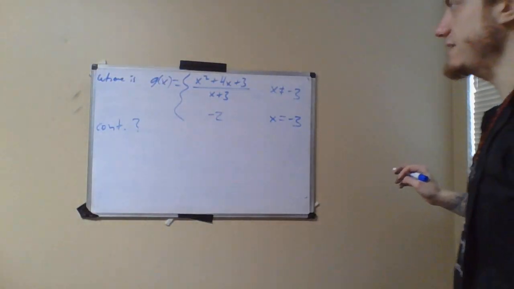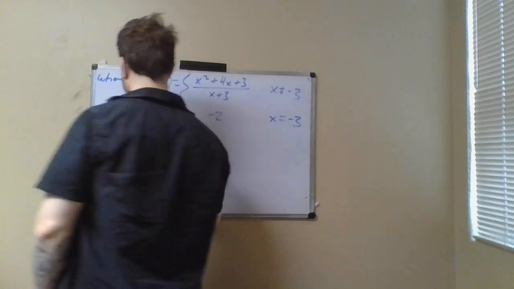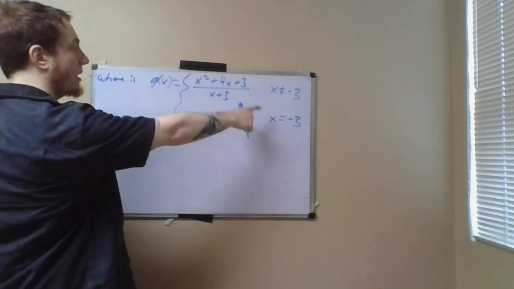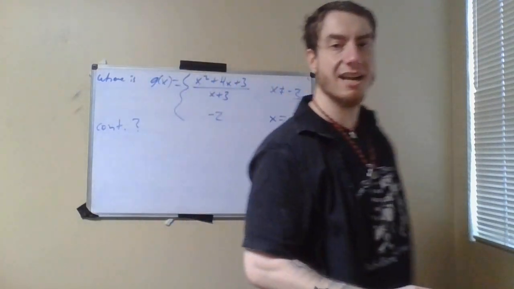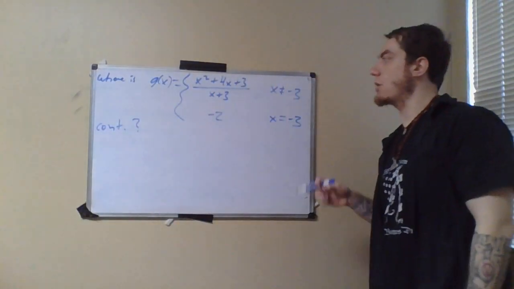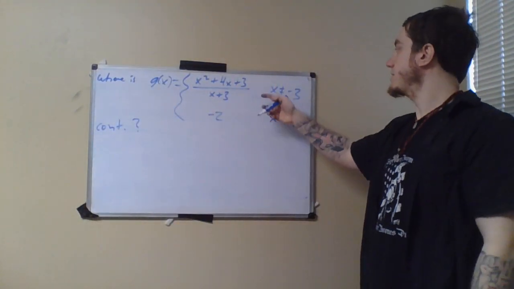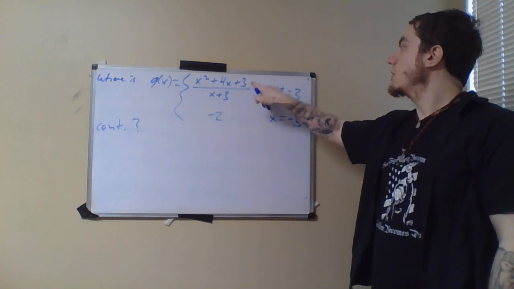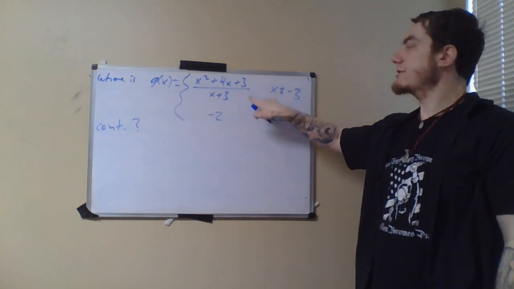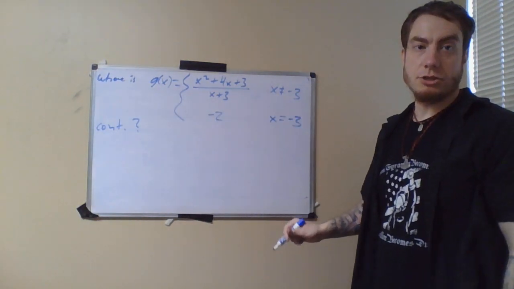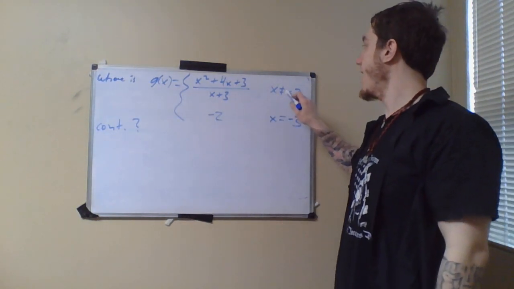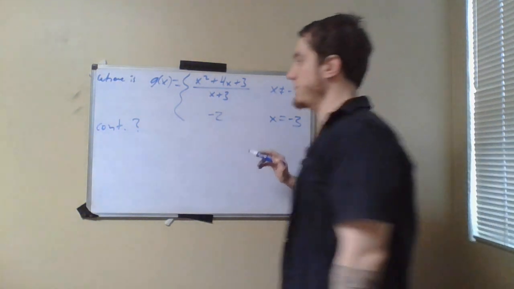Well, the answer to this is it's definitely continuous, except possibly at x equals negative 3. That is the only place I need to check. Everything else is automatic, because except at negative 3, we are just a rational function that doesn't have a 0 in the denominator. So the only problem could occur at x equals negative 3.